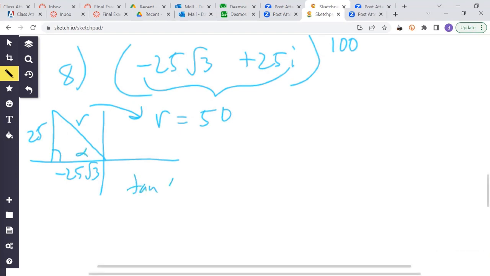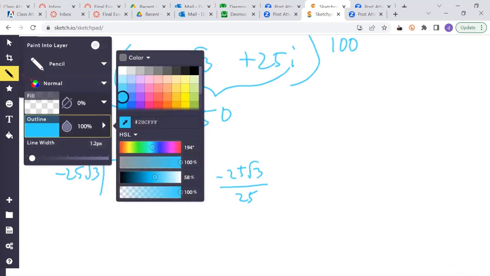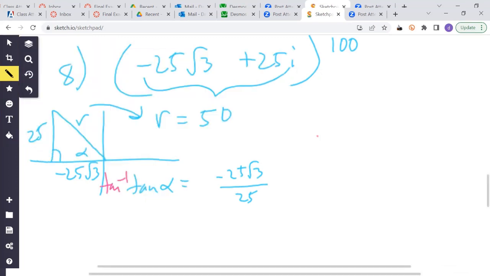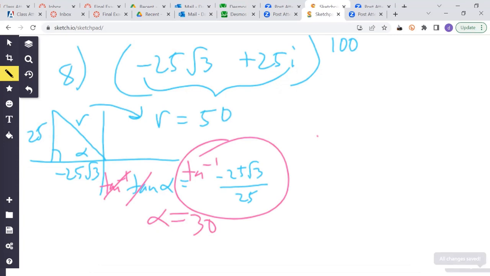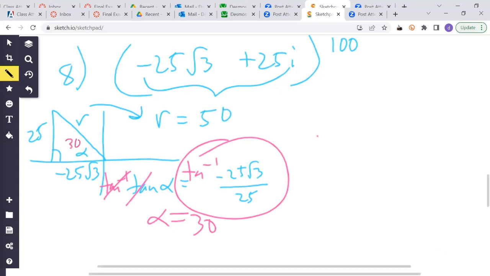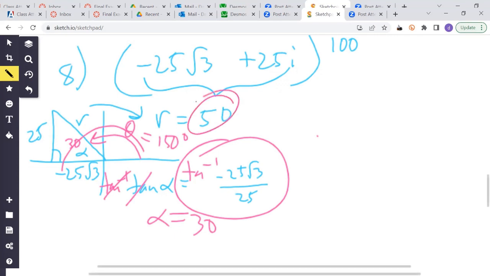So we have tangent of alpha equals opposite over adjacent. Now to get rid of tangent, we can use tangent inverse. These are gone. And on a calculator, you should get 30 degrees. If it's negative, just make it positive. 30 degrees for alpha, which means that theta is going to be 150 degrees, because the whole thing's 180, and if you stop 30 degrees short, then you're at 150. And so we have r and we have theta.